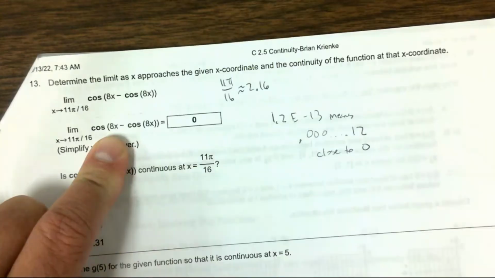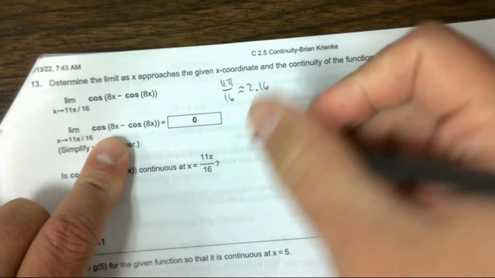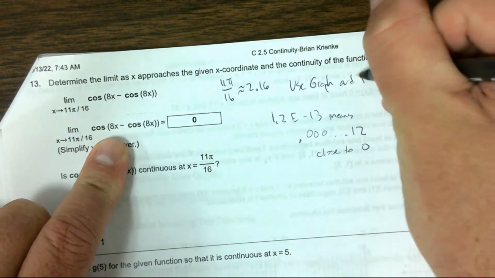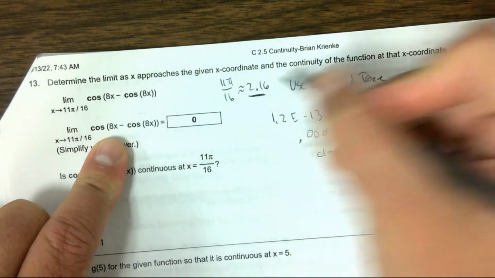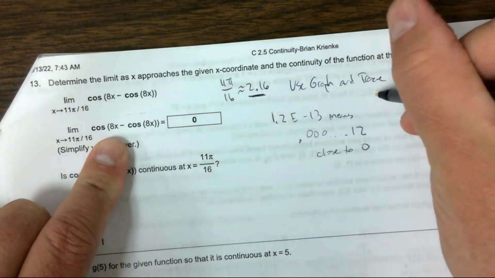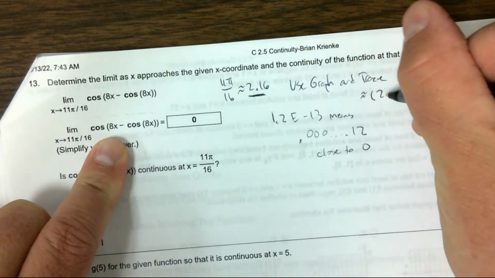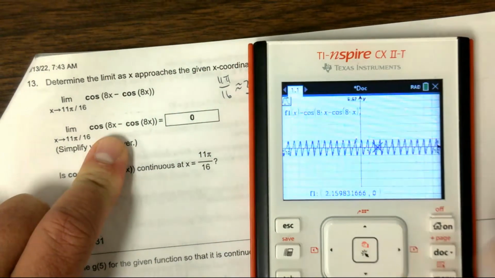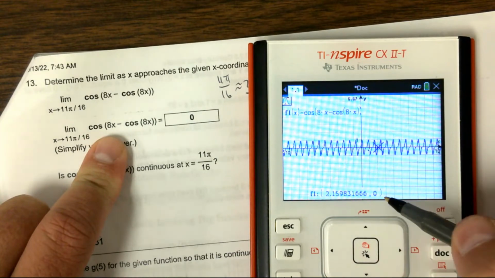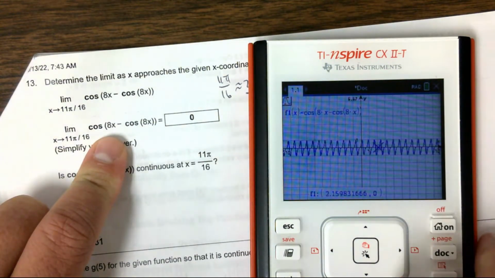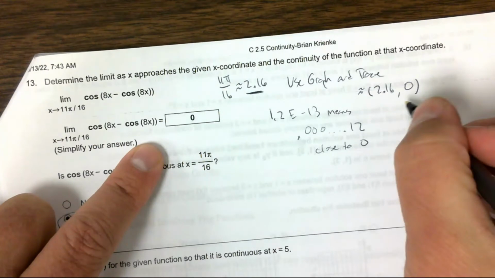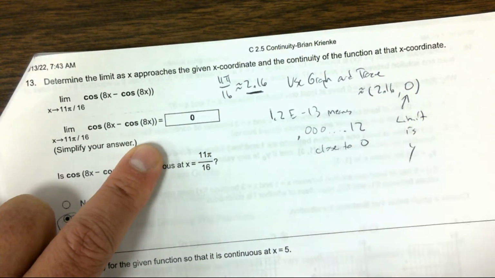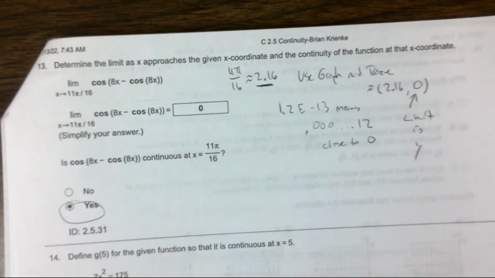So that'd be my recommended approach. Use graph and trace after you figure out what the decimal is, and then you can see it's about 2.16 comma 0, because there's your stuff with 0. So that literally means the limit would be 0 because that's the y value, because the limit is y. And we already said it was continuous.